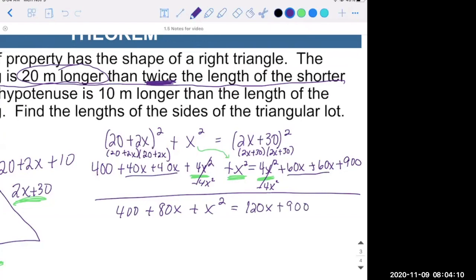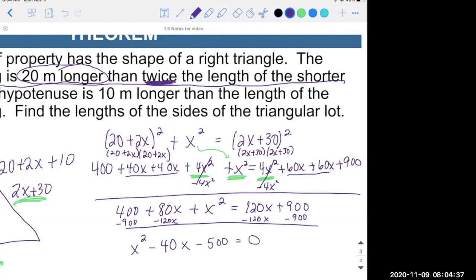Okay, and then I'm going to rearrange the left side so that x squared comes first. And I'm also going to subtract over this 120x and subtract over the 900. So we're going to end up with x squared, and then 80x minus 120x would be negative 40x. And then if I subtract the 900 from the 400, I'm going to get negative 500.